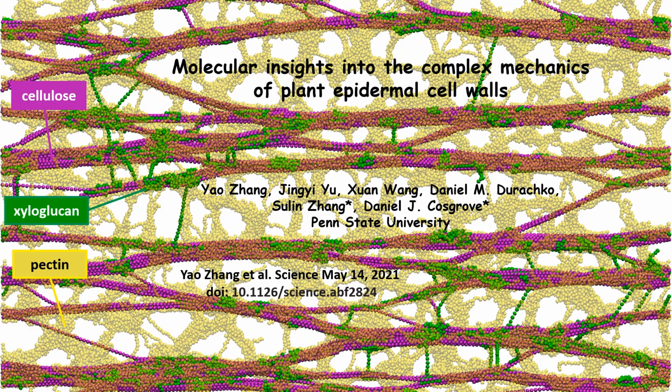This image shows an example of such a structure. You can see that the three classes of polymers arrange themselves in distinctive forms. We then stretched this digital wall and measured the forces that developed as the wall resisted stretching. The following video clip shows how these polymers dynamically reorganize themselves as the cell wall is stretched.